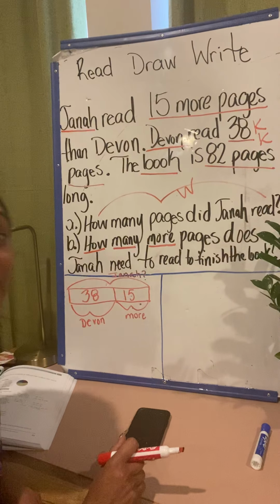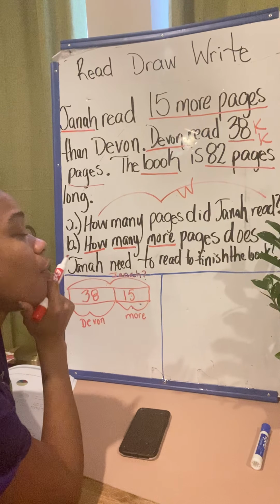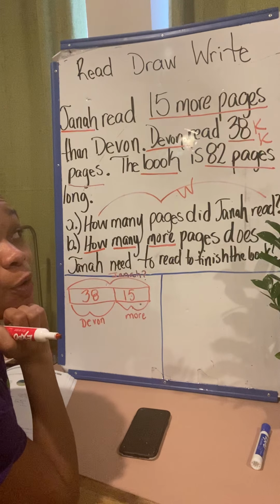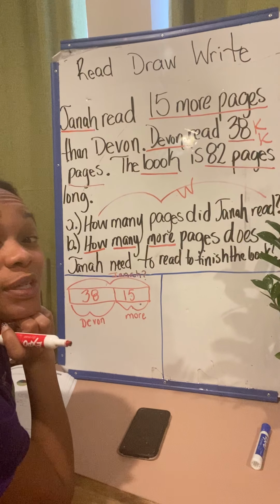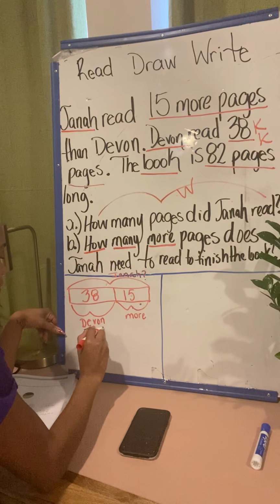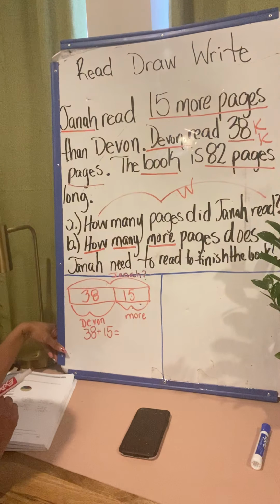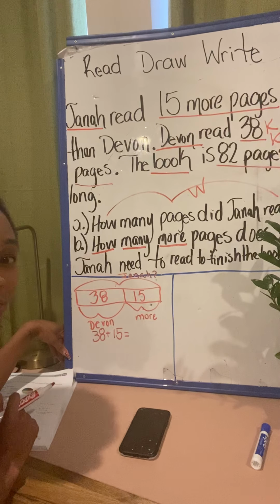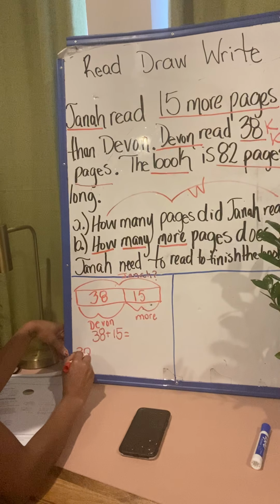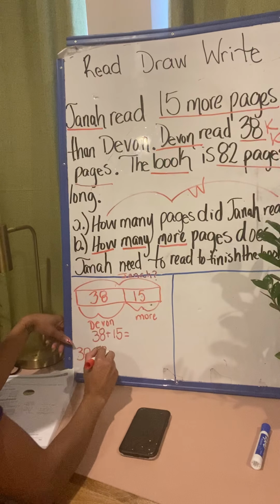So in order to figure that out, think about what operation we might have to perform in order to find out how many pages Janiyah read. We know she read more, so that means in order to get a number that's more than 38, we're going to have to add. We're going to add 38 plus 15. That's our number sentence, 38 plus 15. So I think I'm going to use the arrow way to add. So I'm going to start with 38. I'm going to add 10 more. So 38 plus 10 will give me 48.